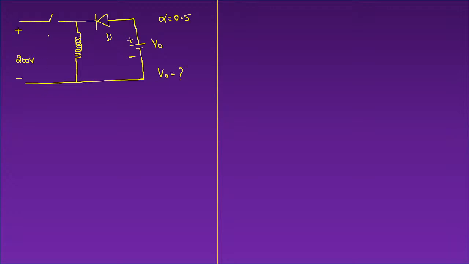So this is the next one. The circuit shown in the figure, duty cycle. This is delta. Sometimes people give alpha, also, don't get confused. It depends on the person. So delta is equal to 0.5. Input voltage is given as 200. Then what is the value of output voltage? That's all. Do it fast.